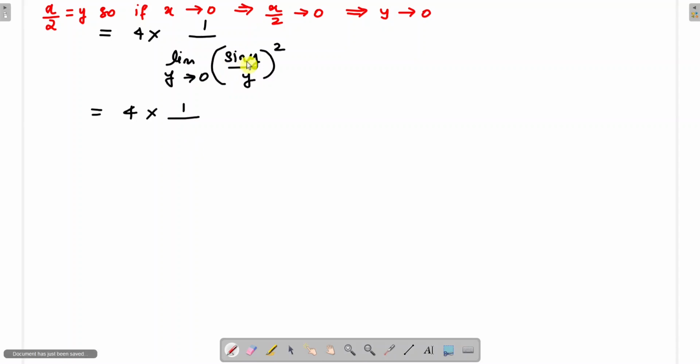So this will be equal to 4 times 1 divided by, as I told you, now you have the formula, limit x tends to 0 sin x by x. What is the answer? 1, but the power is there, so square. So 4 multiplied by 1 divided by 1, that is 4. This is the answer. So 4 is the answer. We have solved the problem.